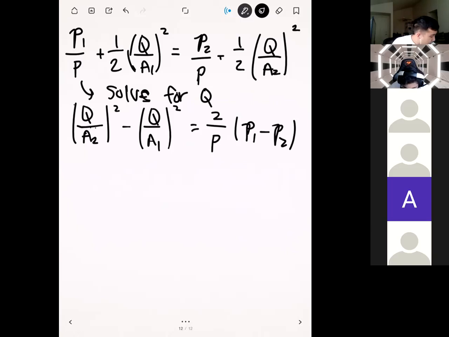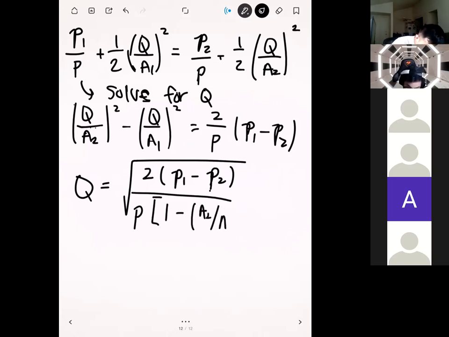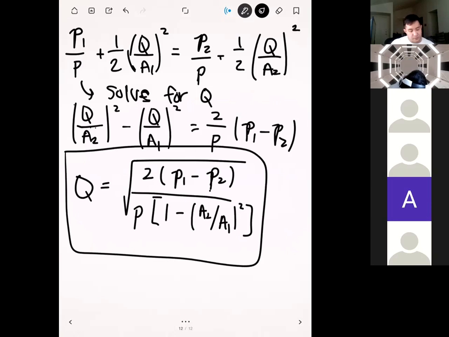Okay. And then we work on this a little bit more, and then we get the following expression for Q. So we get Q is equal to the square root of this whole thing, 2 times P1 minus P2, all divided by rho times 1 minus A2 over A1 squared. And so what this equation states is that if you know the pressure difference between 2 points, and you also know the areas, you can basically use that information to solve for the flow rate.